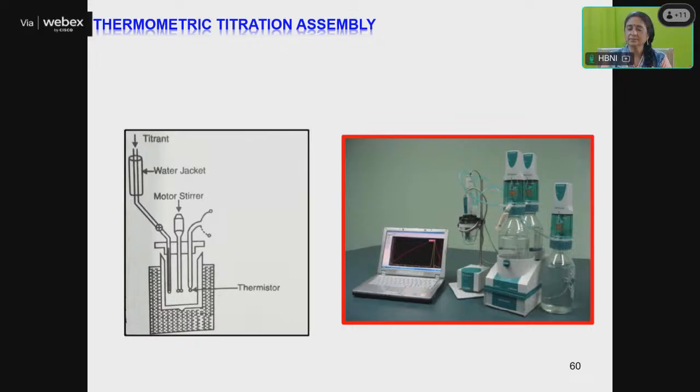This is a typical setup of your thermometric titration assembly. This is a water jacket, which is needed so that the temperature of your reaction vessel does not change, and therefore the titrant is passed through a water jacket. Then there is a stirrer. Finally, any change in temperature can be monitored, and there will be an inflection at the end point.